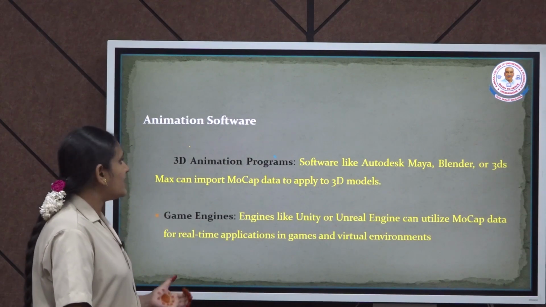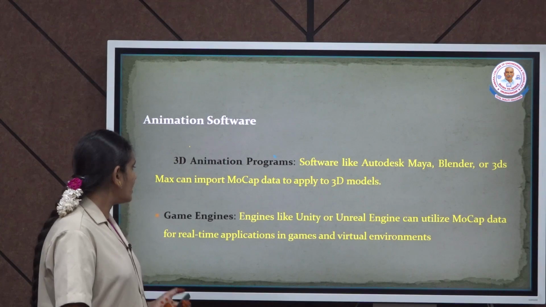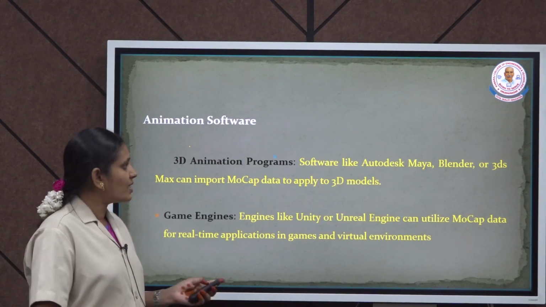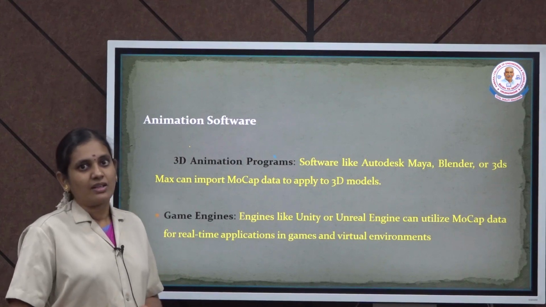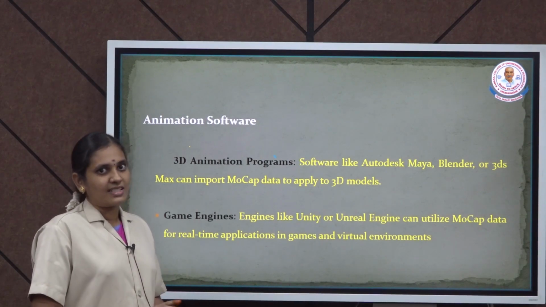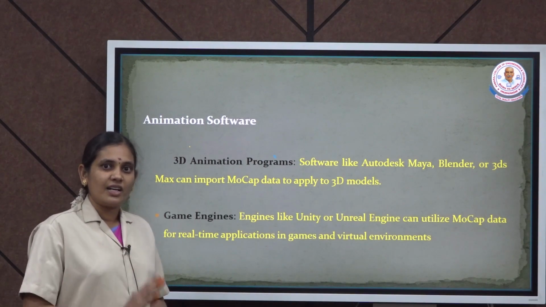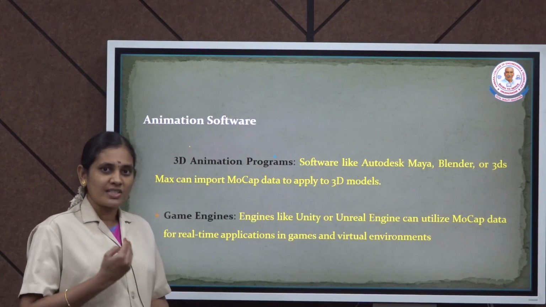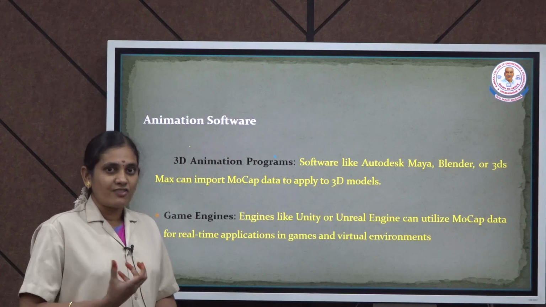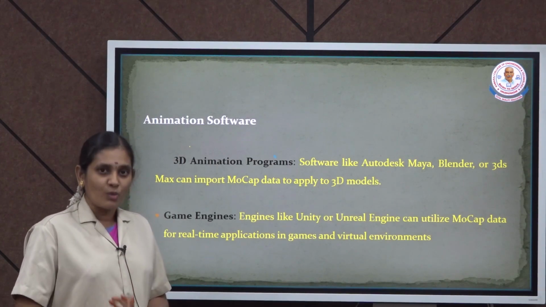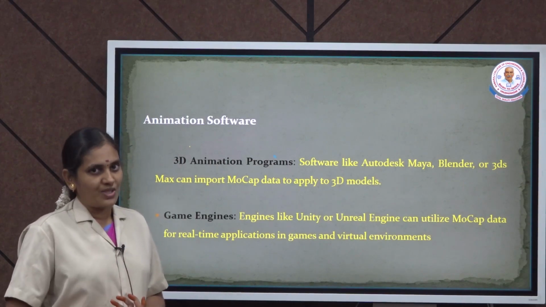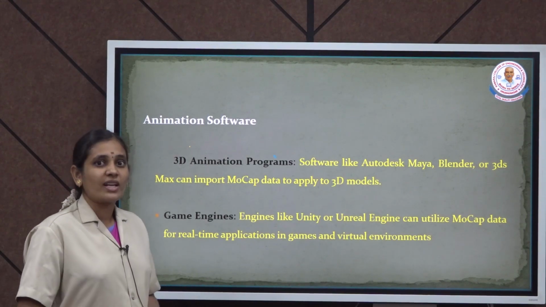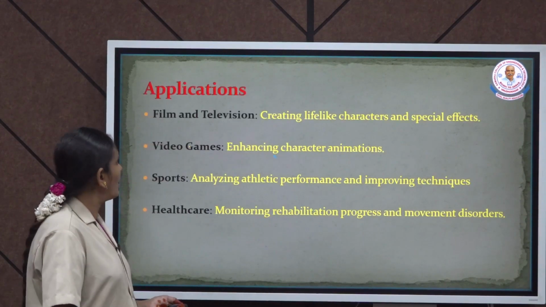Animation software: 3D animation programs and game engines. 3D animation programs like Maya and Blender are used for creating a 3D element. In the basic step we are capturing the data of the object. The captured information is converted into a digital skeleton. That digital skeleton information is incorporated into the 3D model for creating a more realistic object. And game engines like Unity and Unreal Engine are used for creating more realistic objects.